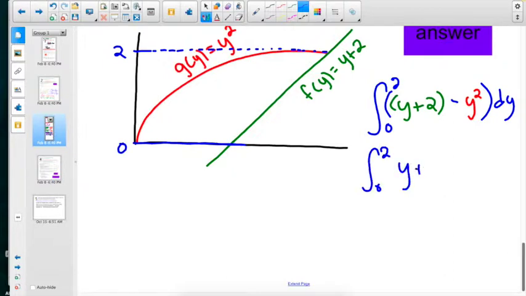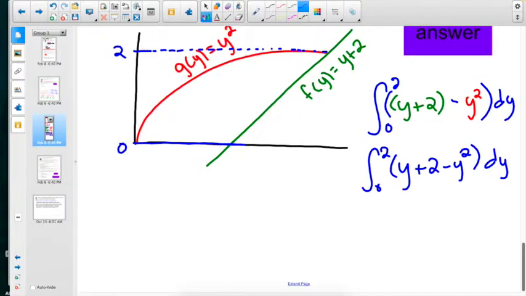I've got a y plus 2 minus y squared. I'm just going to simplify the brackets a little bit. Sometimes life gets easier if we just kind of turn the page 90 degrees. Okay? And it's your choice as to whether or not you want to do that.